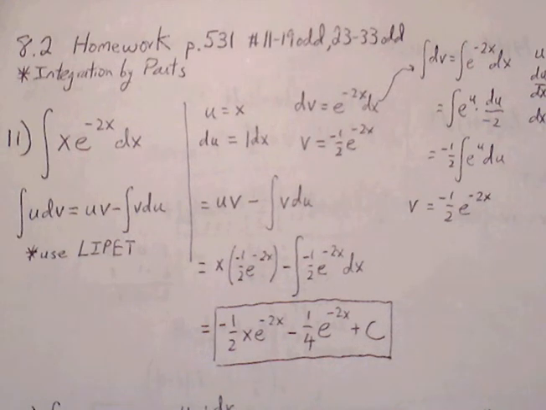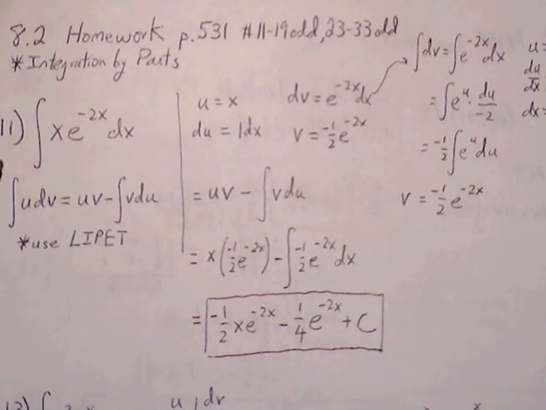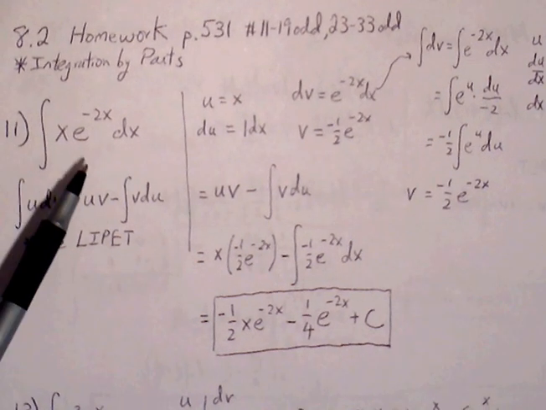Let's look at some homework problems involving integration by parts. This is section 8.2. So number 11, we have the integral of x times e to the negative 2x dx.